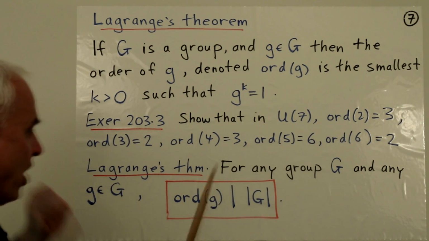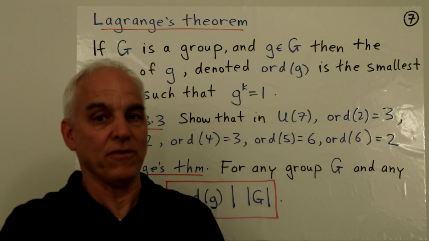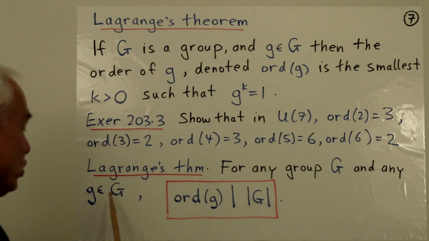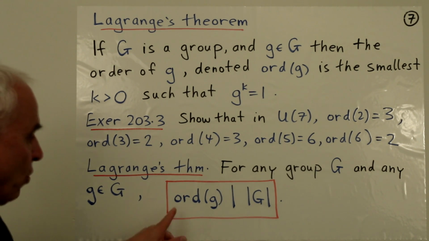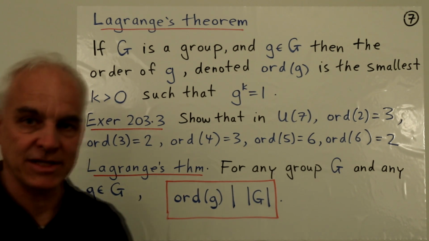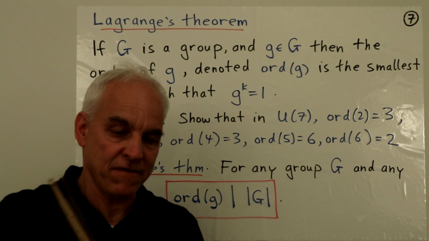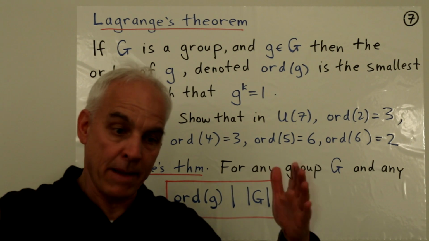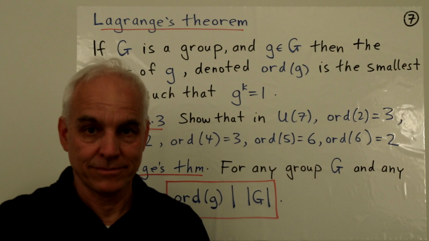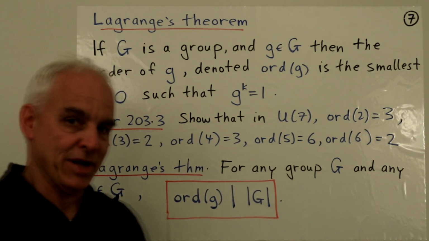And here then is Lagrange's theorem, one of the most fundamental and perhaps beautiful theorems in group theory, which says that for any group G and any little g in that group G, the order of that element divides the number of elements in the group. All right, so the order of any element is a factor or divisor of the number of elements in the group. It's a very beautiful result. We're not going to prove it. We're just going to lay it out here so you can have a look at it.